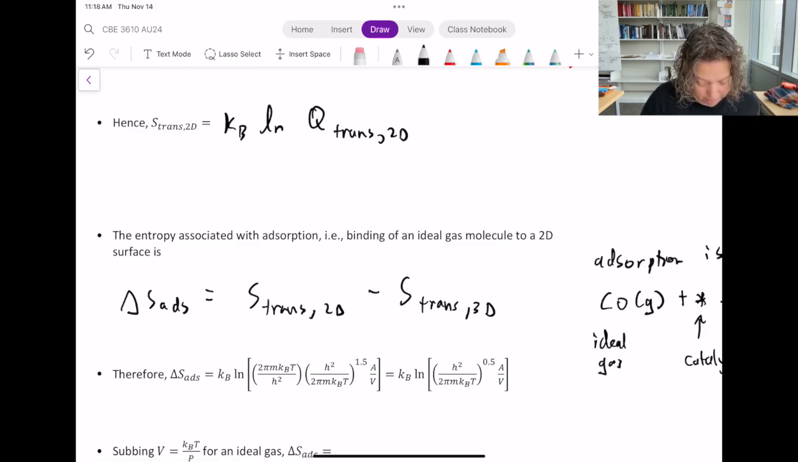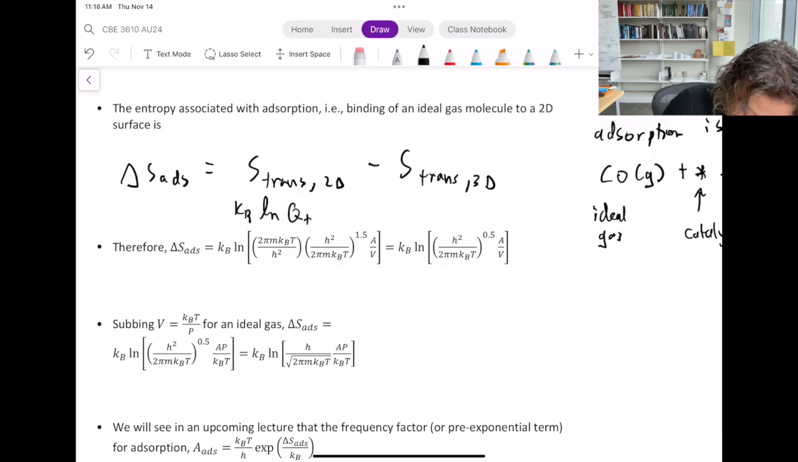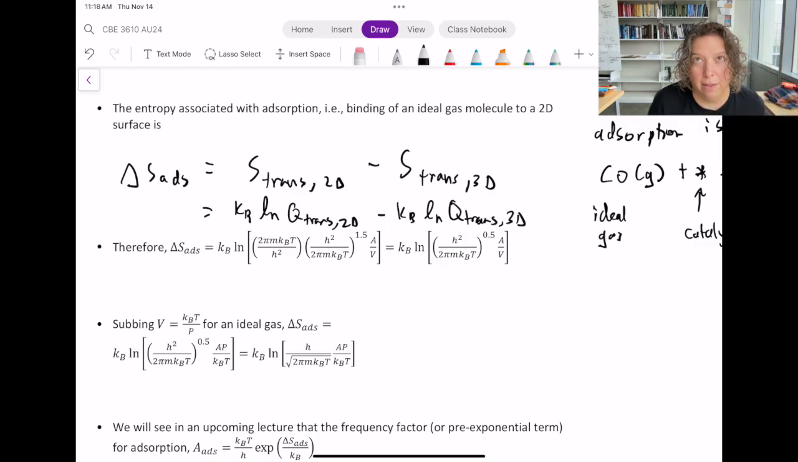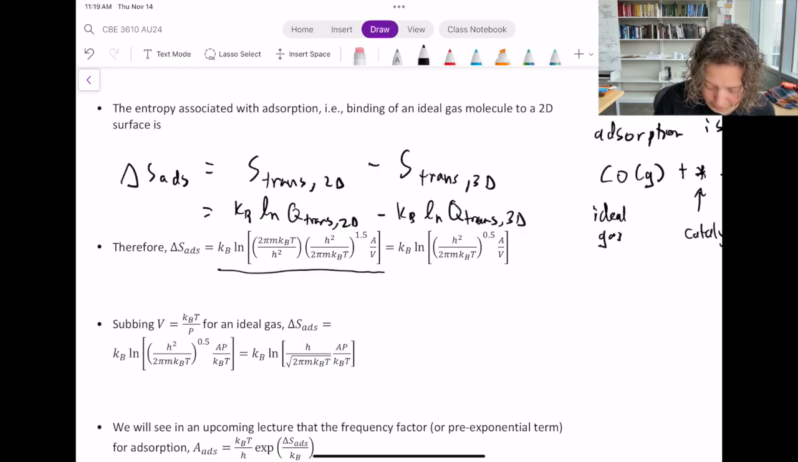Okay, so basically then, if I want to do that, I would say I'm going to take k_B natural log Q trans 2D minus k_B natural log Q trans 3D, but these are natural logs, so by subtracting them, I can also divide them. So that's what I've done here, is combine those, and then also fill in those two partition functions. So this is just two algebra steps further than this.